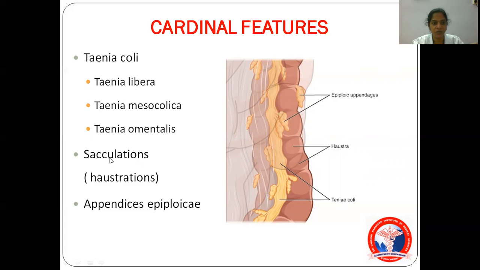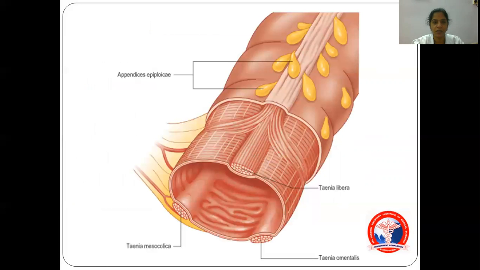Here you can see the saculations or haustrations and the appendices epiploicae. These are the three cardinal features of the large intestine. In this picture, you can clearly see the tinea. Here you can see the appendices epiploicae, and you can see the haustrations, saculations on either side. Tinea coli is nothing but the thickening of the longitudinal muscle fibers. You can see a thickening anteriorly, medially, and posteriorly. They are the tinea.